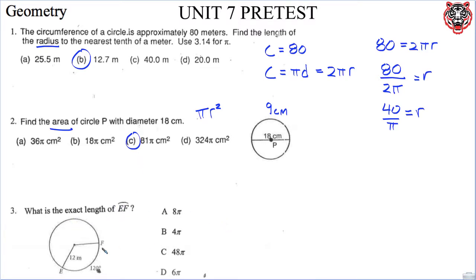What is the exact length of EF? So the equation here is I take the angle 120 degrees, divided by 360 degrees, and multiplied by, since we're talking about length, the circumference, which is 2 pi radius, or pi times diameter, whatever you prefer. The radius here is 12 meters, so this is going to be 24 pi for this block, and then 120 divided by 360 simplifies to the fraction 1/3. So all of this divided by 3. 24 divided by 3 is 8. The correct answer is 8 pi.